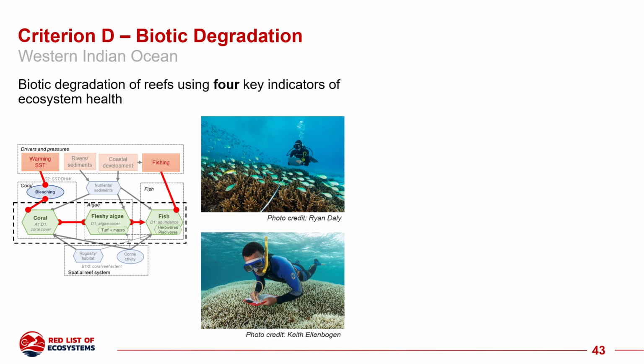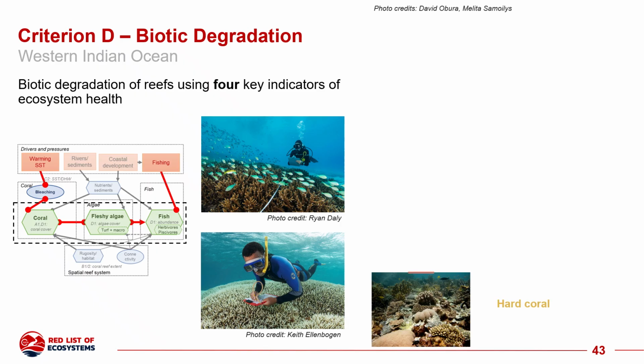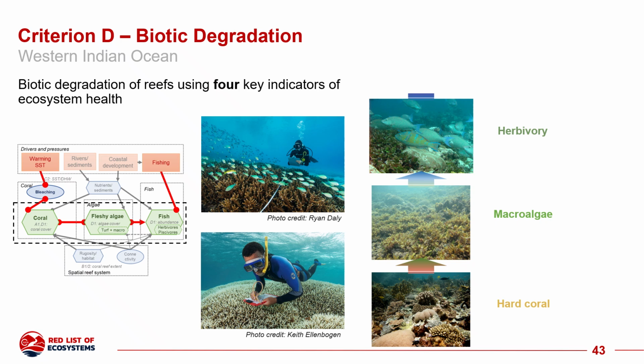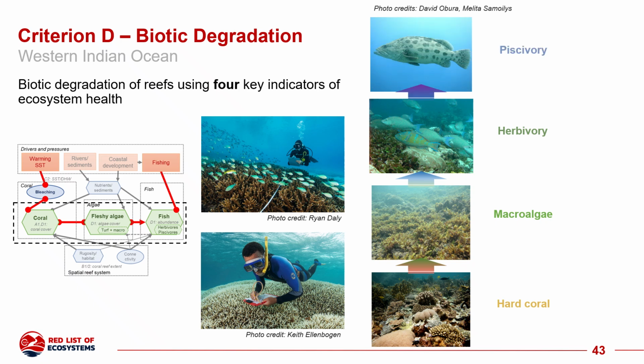First, hard corals, which are the primary ecosystem engineers, forming the structural foundation of coral reefs. Second, macroalgae, which compete with corals for space and can overgrow and dominate reefs under degraded conditions. Third, herbivorous fish, which play a vital role in controlling algae. And finally, piscivorous fish, which help regulate the food web and contribute to overall ecological balance. For each of these components, a suitable indicator was selected based on what data were available.